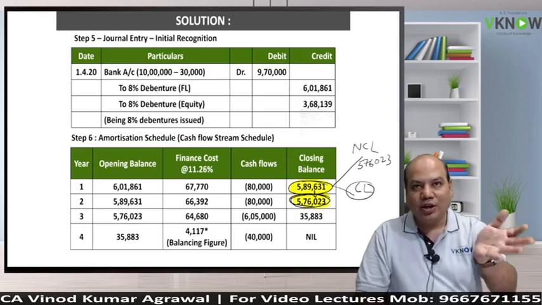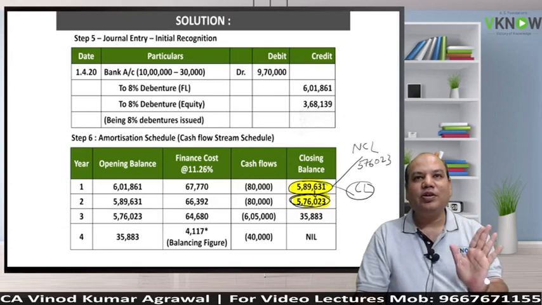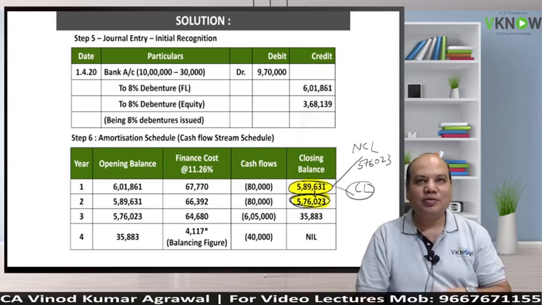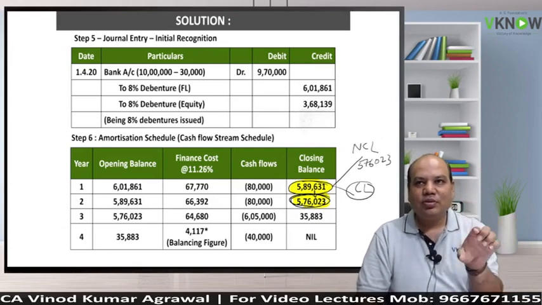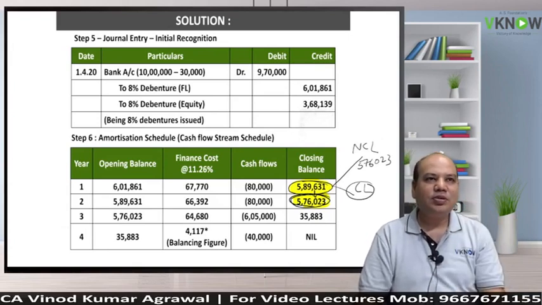576,023 is still outstanding at the end of year 2. So that liability is certainly payable after 12 months. The remaining part, which has reduced, is the part payable within 12 months. So that is current liability.